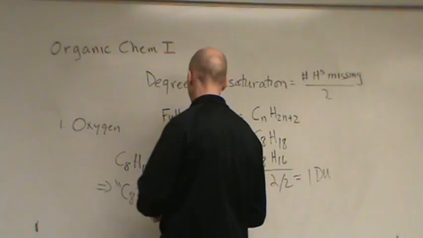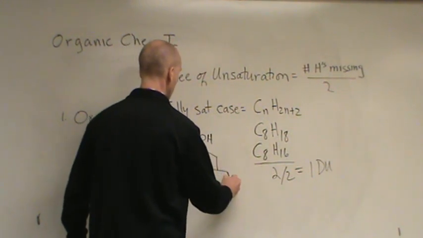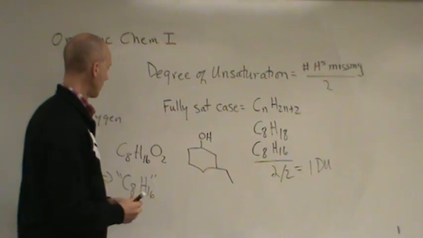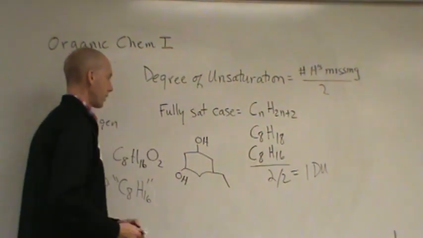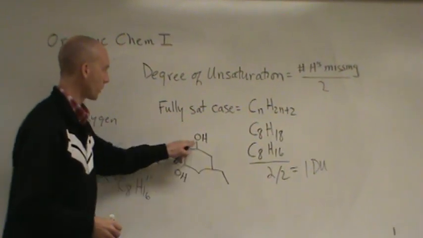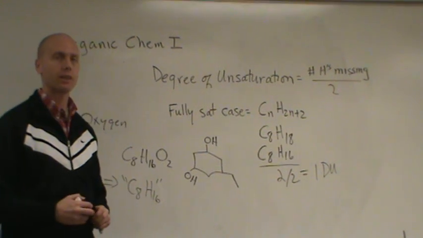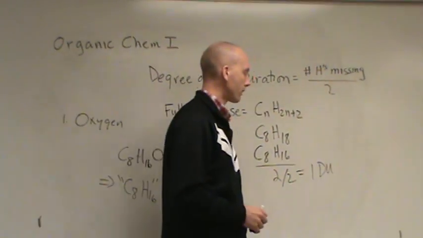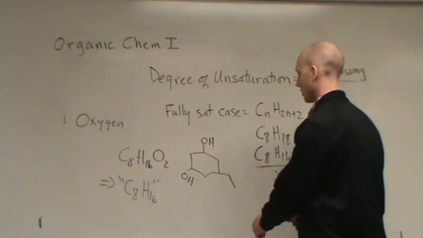So a possible structure for this might be something like that, where I use my DU in the ring, and I got one oxygen or an OH, and then maybe put another OH over there. So this here would fit C8H16O2. I know there's 16 hydrogens there. You may want to check it out, draw them all out to make sure that there are 16 hydrogens, and then we have the 2 oxygens. Okay? So that's the first case if we have another kind of atom. Let's look at a second case.